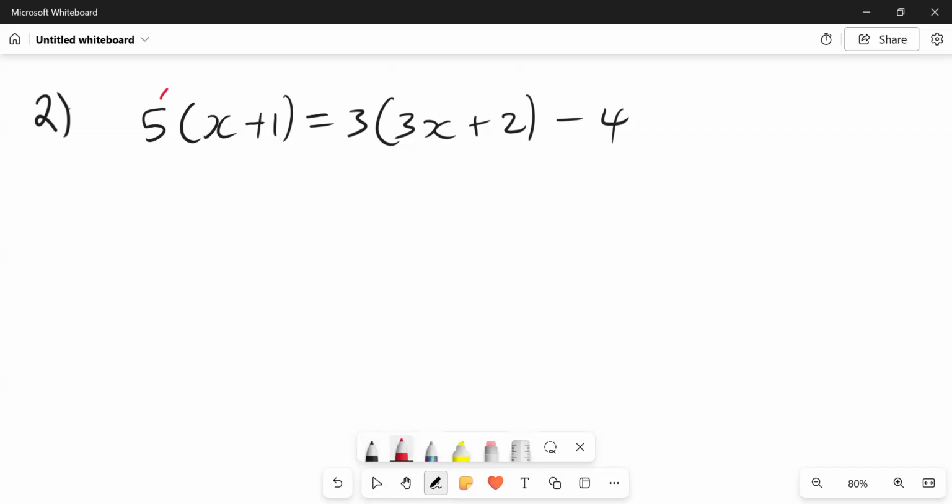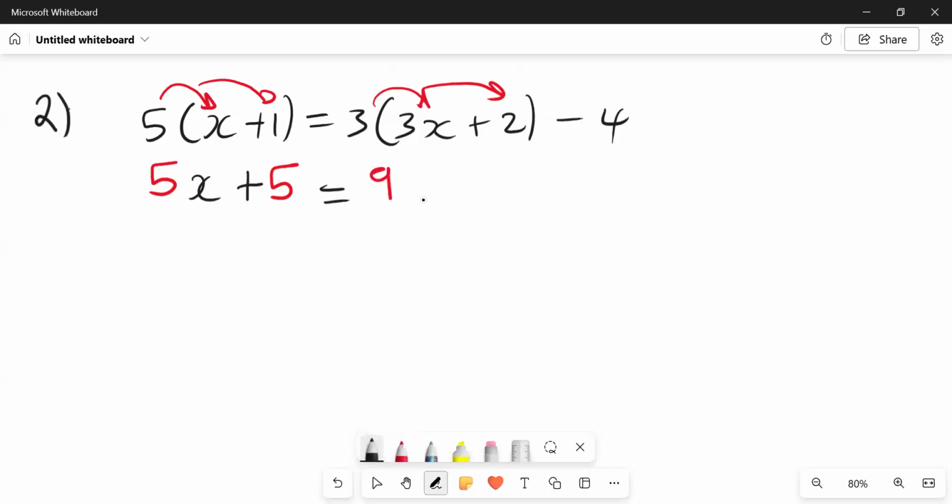So what do I mean by that? When I see brackets, I think of distribution. That's what comes to my mind, right? So 5 times x, that's 5x. And then 5 times 1, that's 5, equals, now 3 times x, that's 3x, and then 3 times 2, that's plus 6. And then you drop down your negative 4. I hope it makes sense.